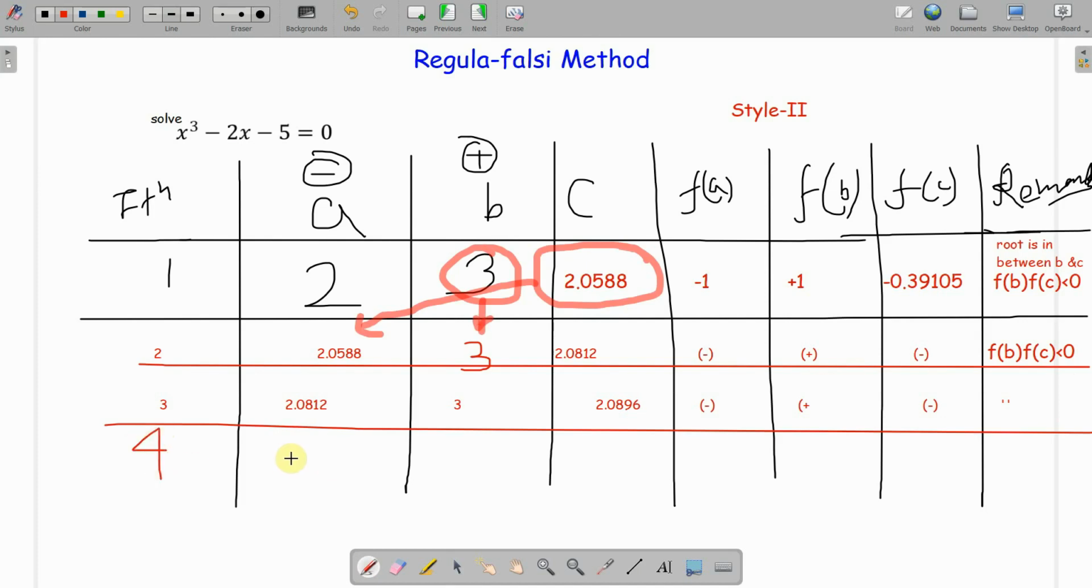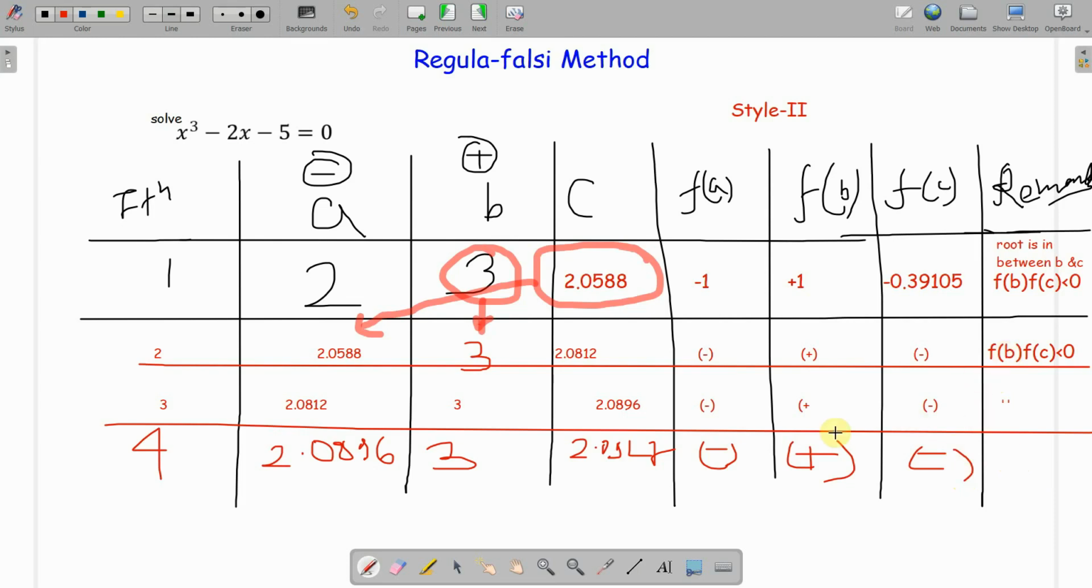Now for the fourth iteration we have 2.0896 as A. For the B value we again have 3. Now C value will be 2.0927. FA value is coming negative. Again FB value will be positive. So FC value was negative.